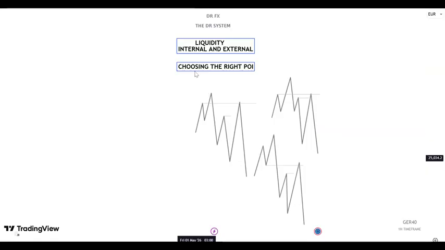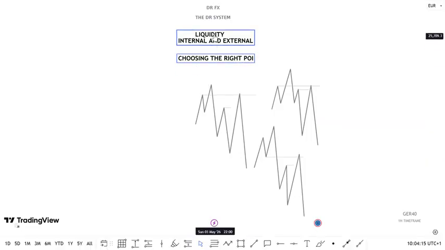I'm trying to get to the point of choosing the right POI. But all of us know about internal and external liquidity, right? I'm not going to make too much explanation. Internal liquidities are the ones we use for entry, while external liquidities are the ones we use for target. For example, in this structure, this one is an internal liquidity, and your target is an external liquidity. This is an internal liquidity, this is an external liquidity, this is an internal liquidity, this is an external liquidity. Very simple.